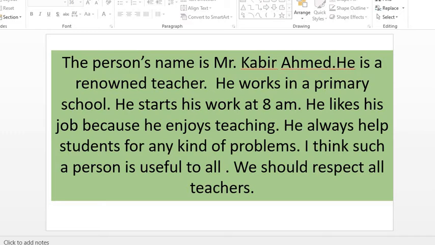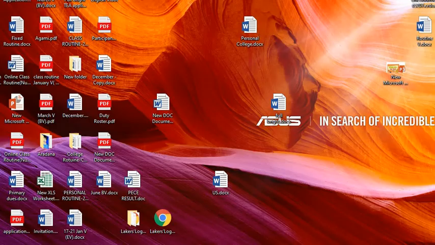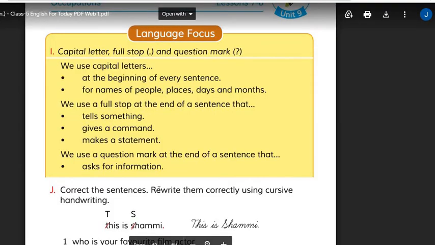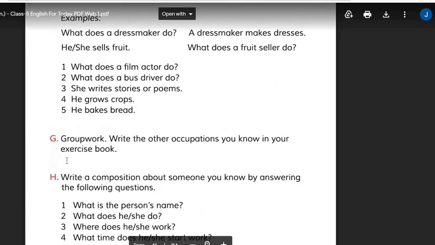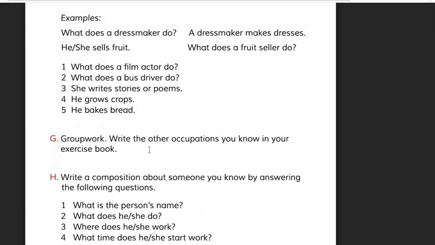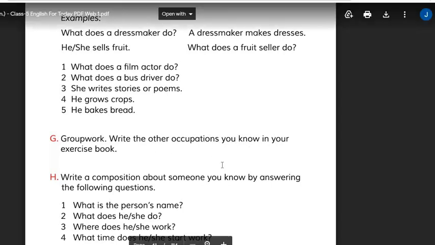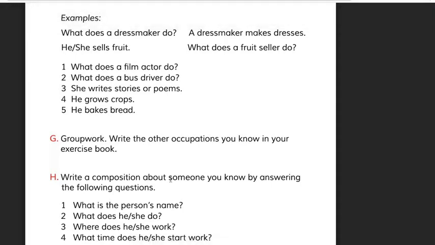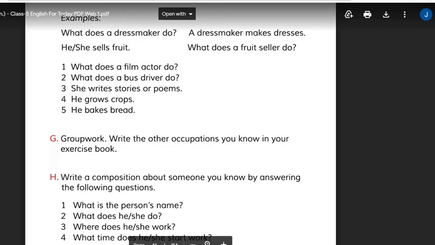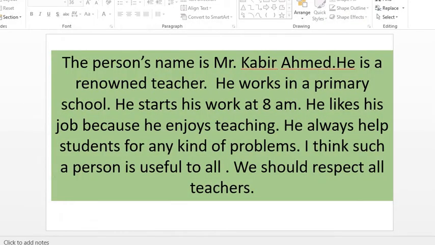Next activity is Z. Where is the Z? Next activity is Z. It's a group work. Write the other occupations you know in your exercise book. Okay, we can write some occupations here.